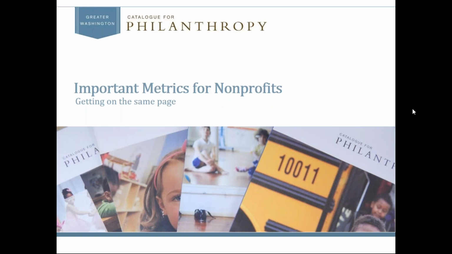This is Matt Gayer, Co-Executive Director of the Catalog for Philanthropy. We're talking about important metrics for nonprofits today, what to track and how to track it.